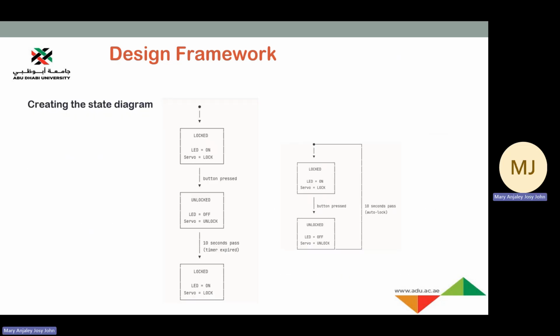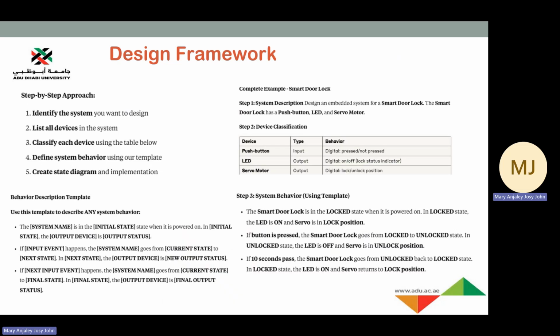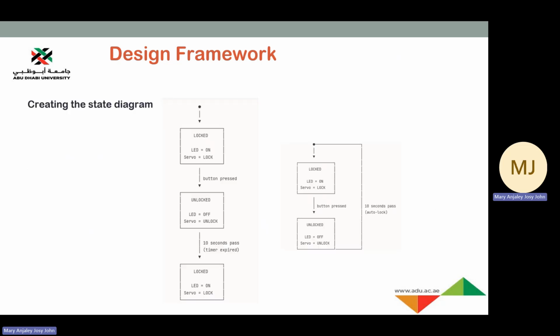Now the next step is drawing the state diagram. So this is how you do the design. In this lecture, we are learning how to design your problem. So, repeating again, you have to know what system you're developing, your inputs and outputs. You have to classify them. Then you have to write the system behavior using the template. And this is your final state diagram.